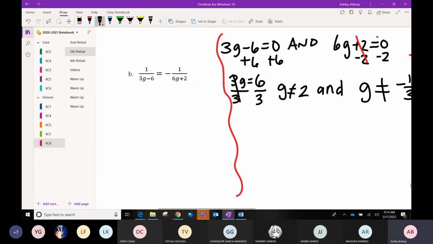Keep in mind, this is a negative 1 over 6G plus 2. So I'm going to make sure I cross this negative out and put it by that negative 1, just so I don't forget. I don't like how the negative's on the side there. But now we're going to cross multiply.